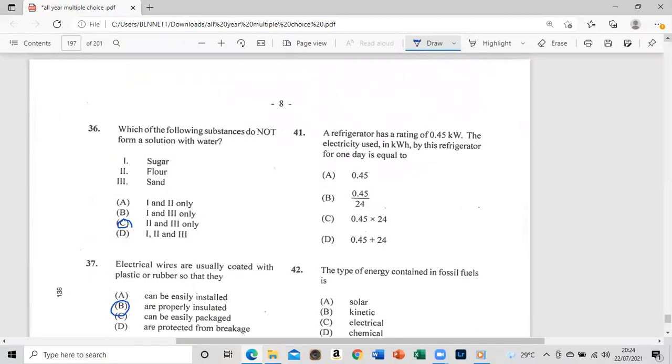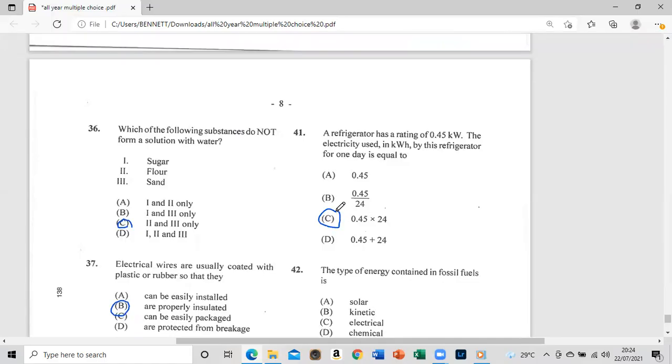A refrigerator has a rating of 0.5 kilowatt. Electricity used in kilowatt hour by this refrigerator for 1 day is equal to, so they say 1 day. So how many hours in 1 day? 24, right? And it would be this times 24. So 41 is C. Let's move on to 42.